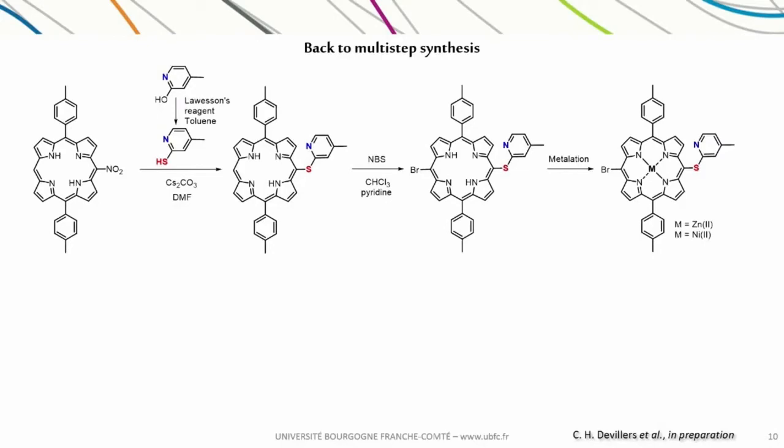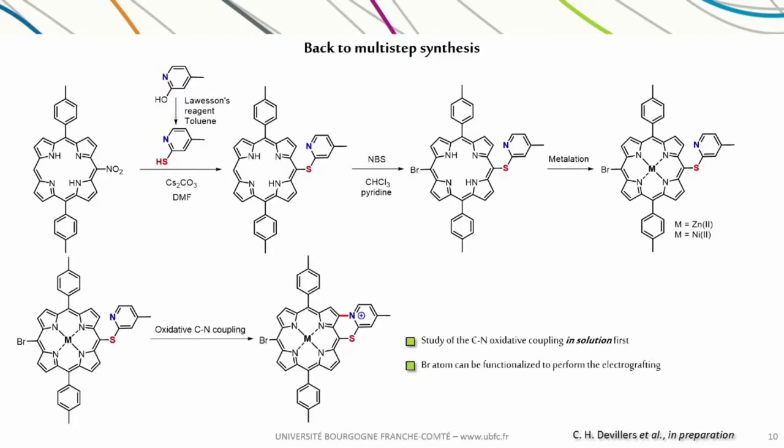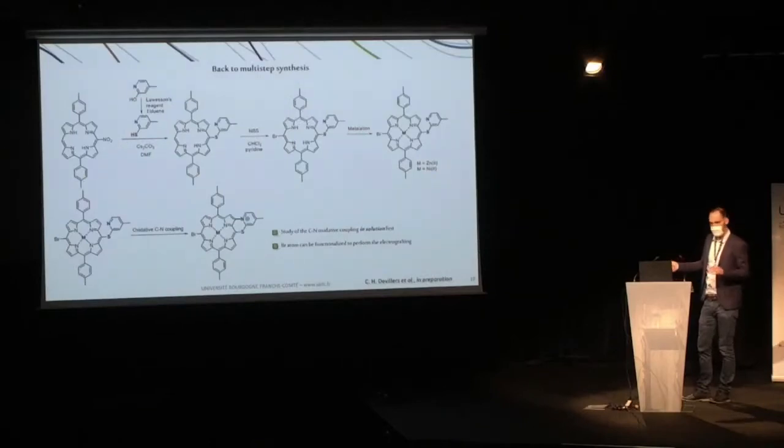Maybe I have no time to describe all the synthesis, but finally we obtain this brominated porphyrin with this arm here with the nitrogen. In front of the nitrogen, we have a methyl group which should protect against the reduction. First, before going to the surface, we try to see if it works in solution.